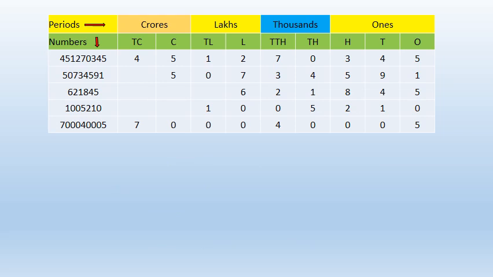This chart is divided into 4 periods: ones period, thousand period, lakh period and crores period. Here the numbers are written according to the place value chart. Now students, while reading the number, all the digits in the same period are read together. For example, ones, tens, hundred, we are going to read together. Thousand and 10,000, we read together. Lakh, 10 lakh, we read together. And we name the period except the ones.